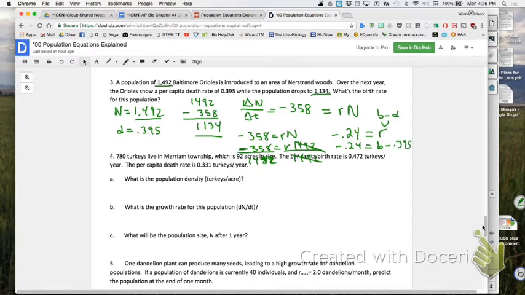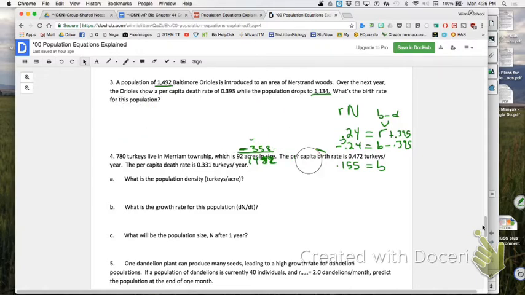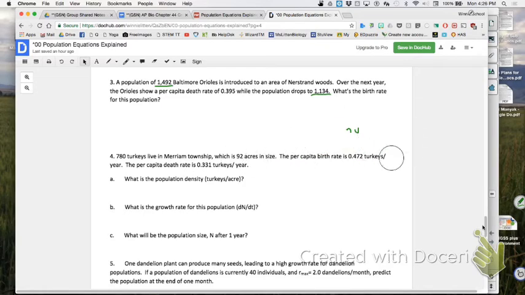So now just add 0.395 to both sides. So plus 0.395, then your birth is going to be equal to 0.155. Sorry, that was so discombobulated. Okay, hopefully you got that. I'm going to need to erase this. Scroll up here a little bit more.